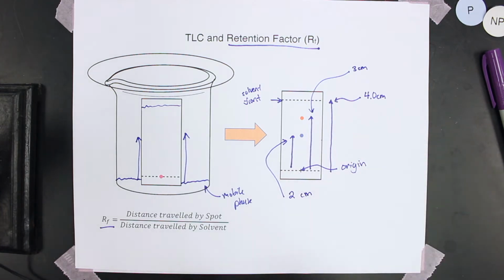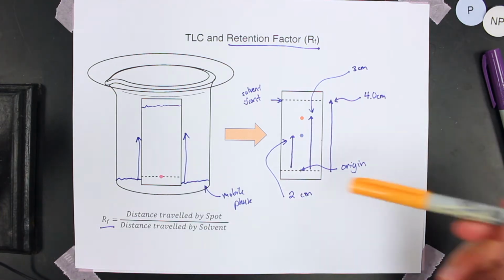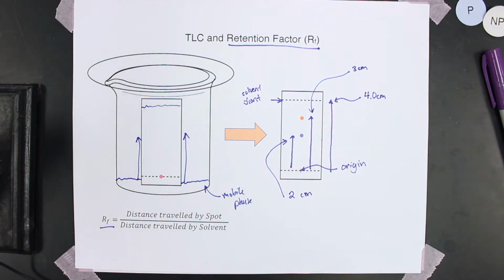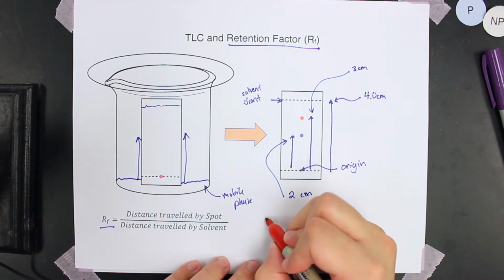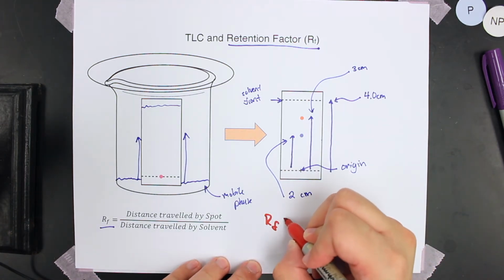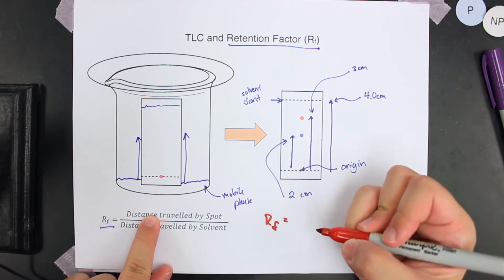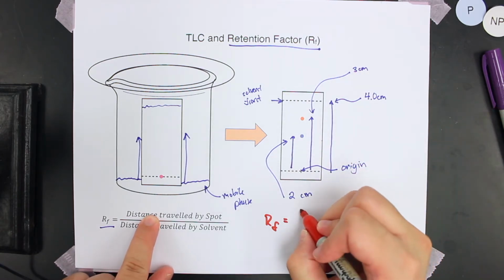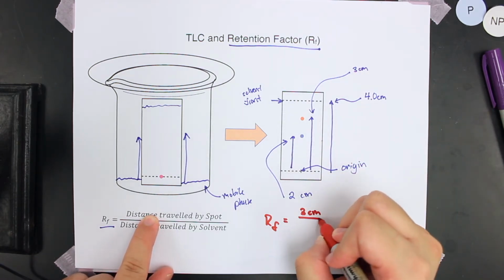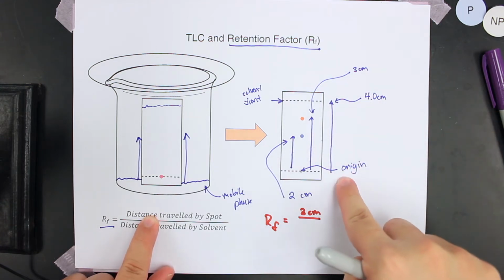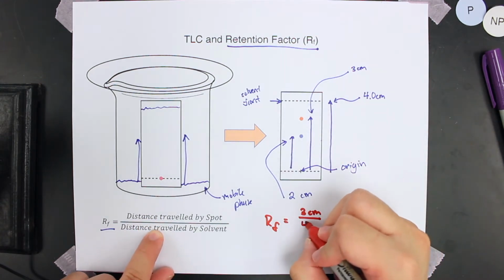So in this theoretical example, let's figure out what the Rf of each component is. So the Rf for the red spot, so I'll write it in red, would be equal to the distance traveled by the spot, which is 3 centimeters, divided by the distance traveled by the solvent, which is 4 centimeters.